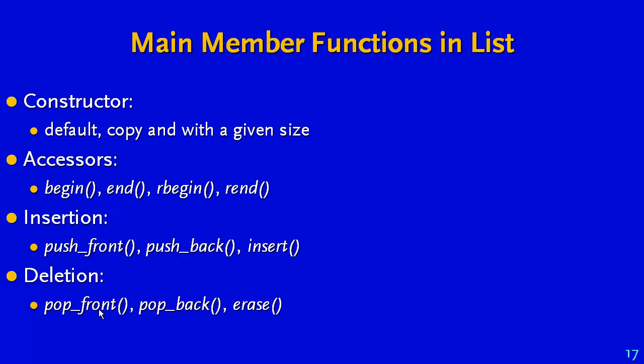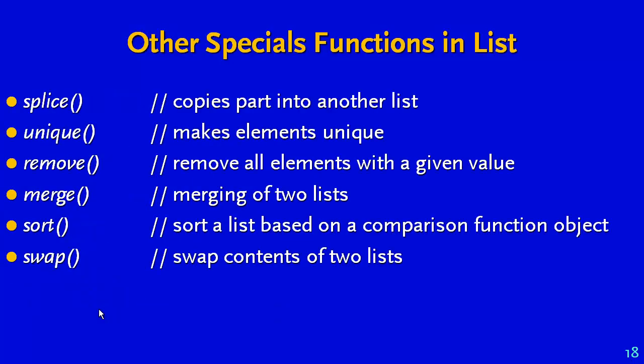They look scarily similar to the member functions in vector. We've got a number of extra functions, such as splice. You can split a list into two different pieces. You can make it unique, which means duplicate elements are removed. I can remove all elements with a given value. I can merge two lists. I can sort a list based on some comparator function, so you can write your own function to compare two values, and I can swap two lists.